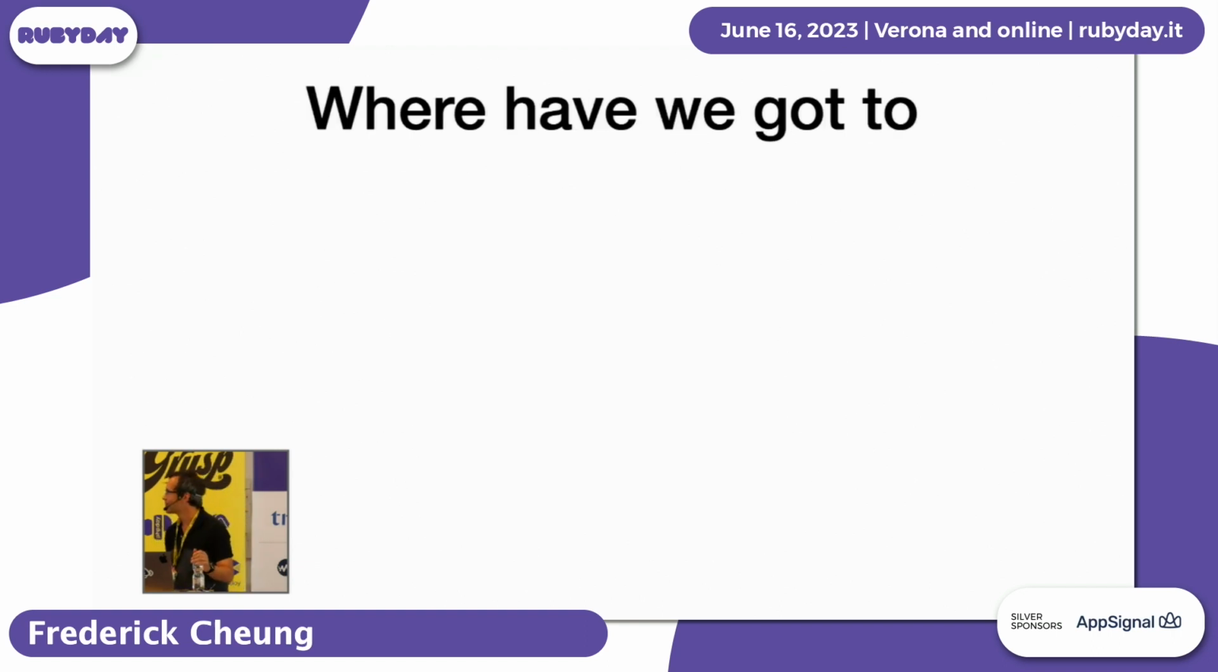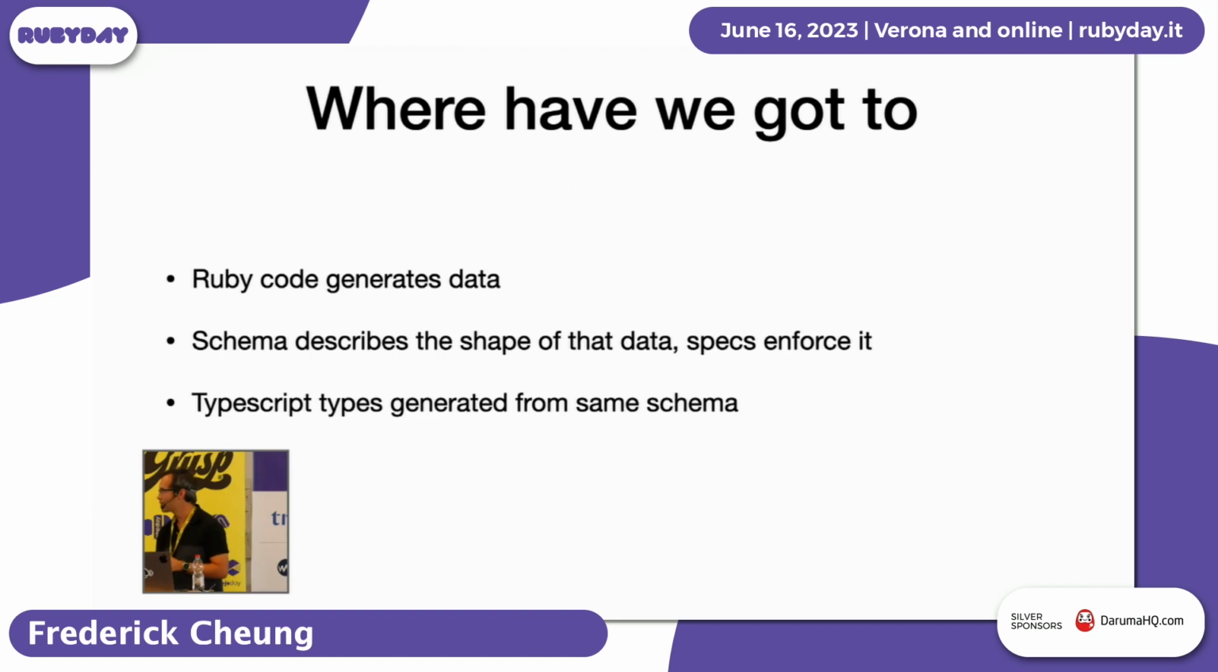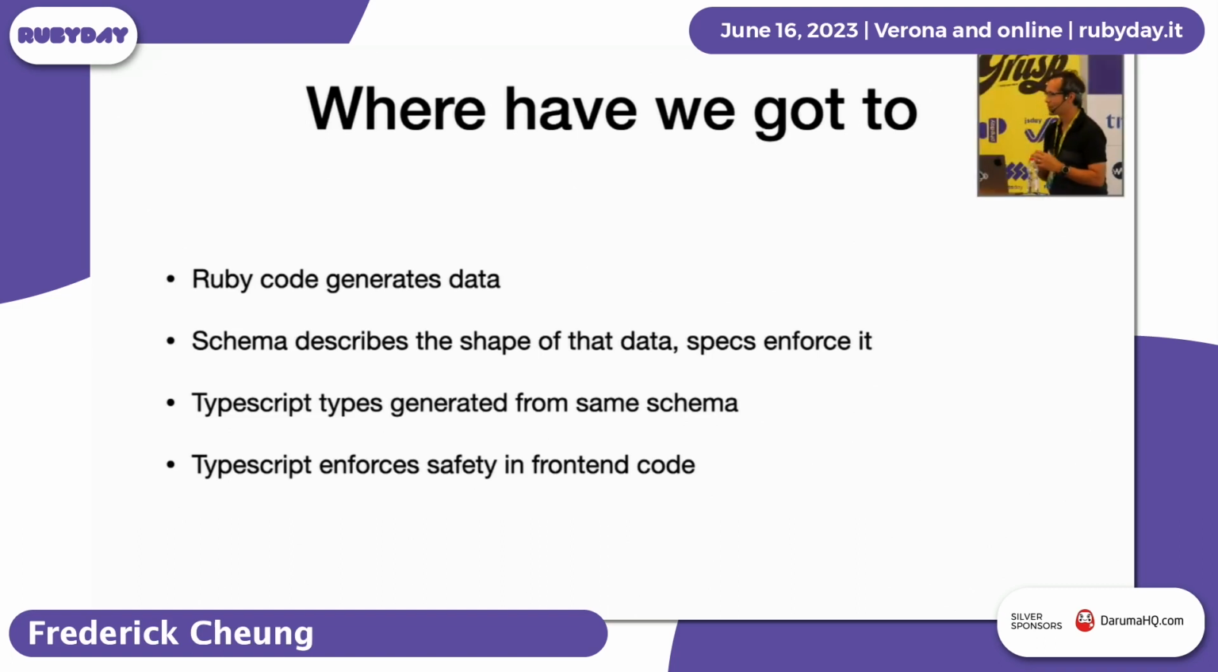So where have we got to? We've got Ruby code that generates data. We've got schema files that describe the shape of that data, with specs that enforce that everything matches these shapes. We've got TypeScript types from that same schema, and then TypeScript that's enforcing safety in the front-end code. So this is pretty close to this end-to-end type safety thing. And it's been a big help to us. It's enabled us to do quite aggressive refactors without worrying about whether we've forgotten one place where we use this thing.